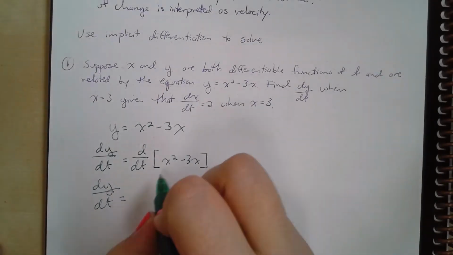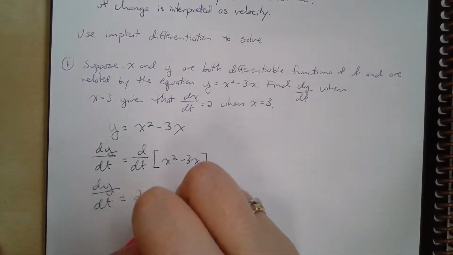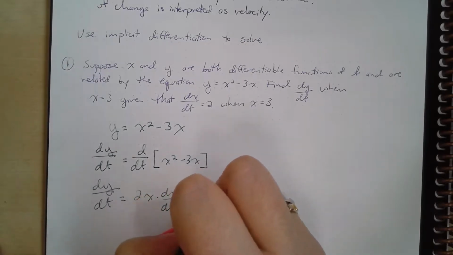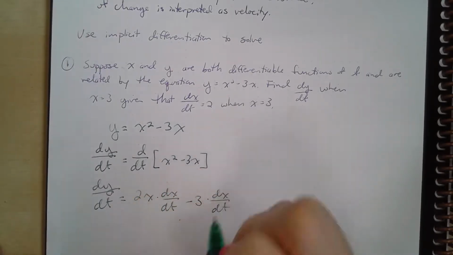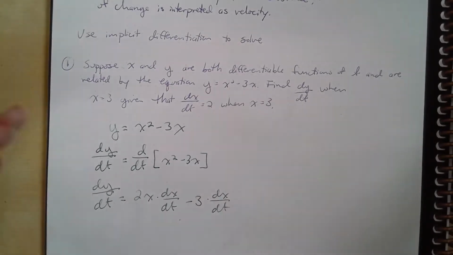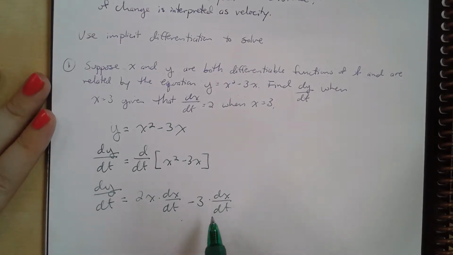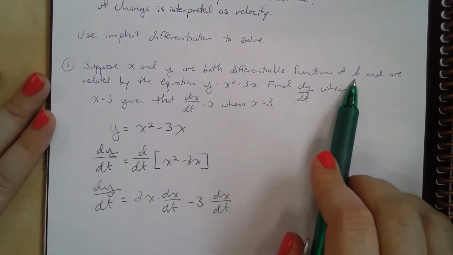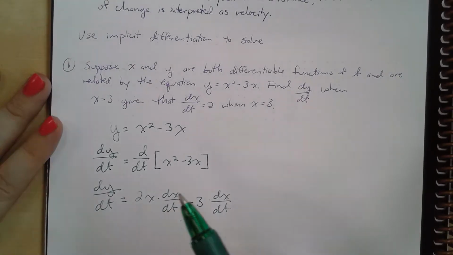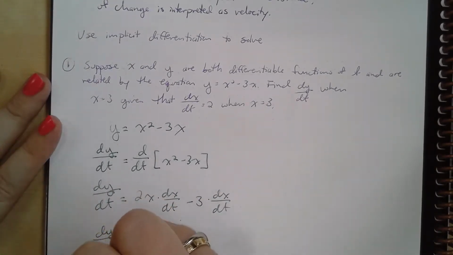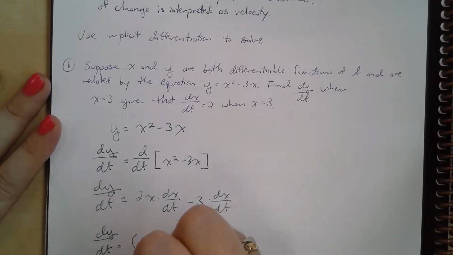dy over dt is equal to, well, the derivative here is going to be 2x times dx over dt minus 3 times dx over dt. You'll notice that what's different about this as opposed to implicit differentiation before is that before, we had dx over dx, and we didn't write that. We just wrote that as 1, or we didn't write it at all because it was already understood. But now, because we're differentiating with respect to t, we need to actually have dx over dt. So dy over dt is equal to 2x minus 3 times dx over dt.